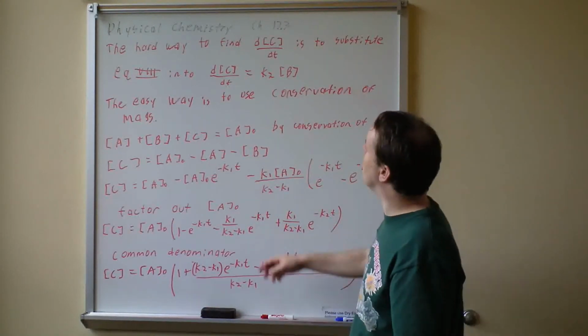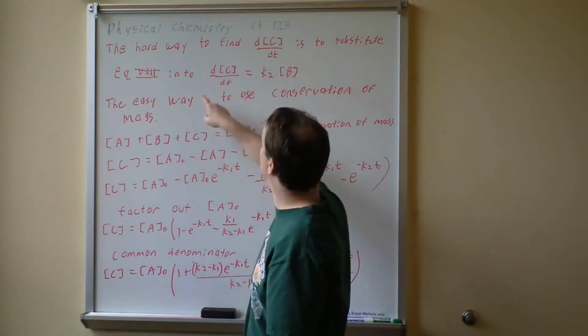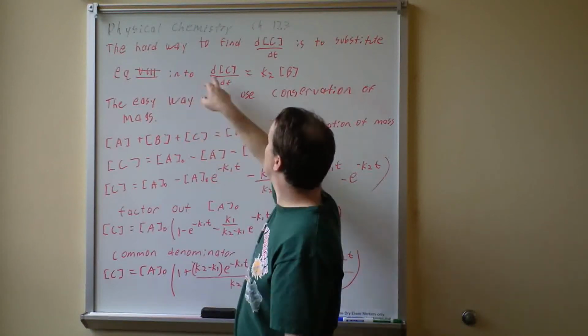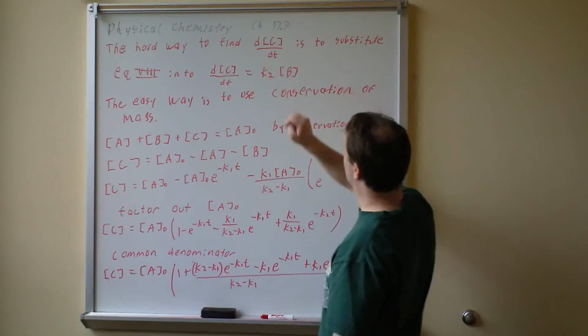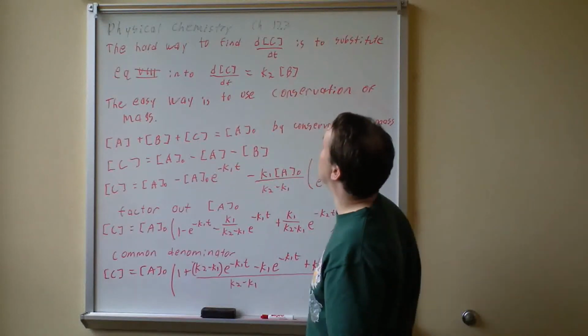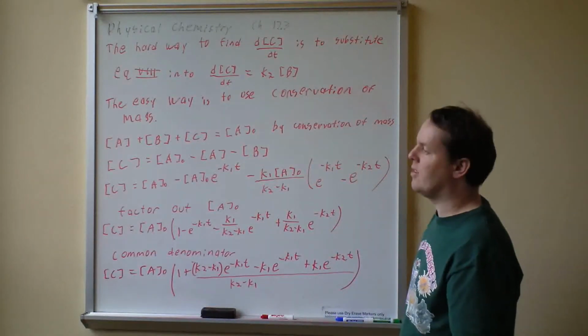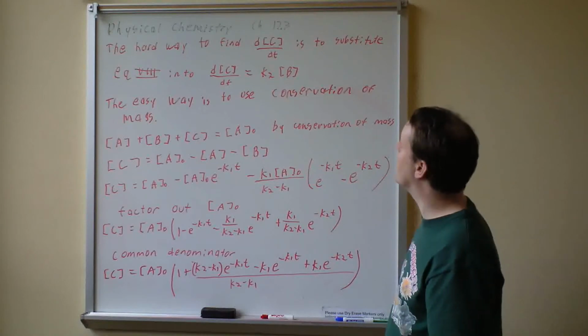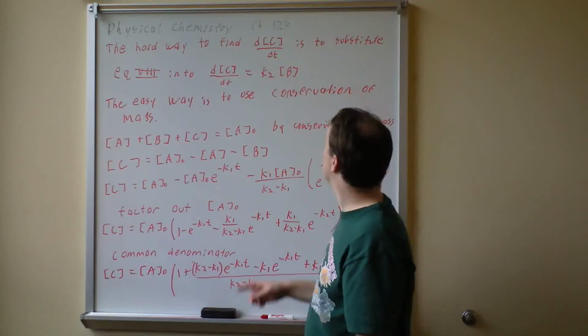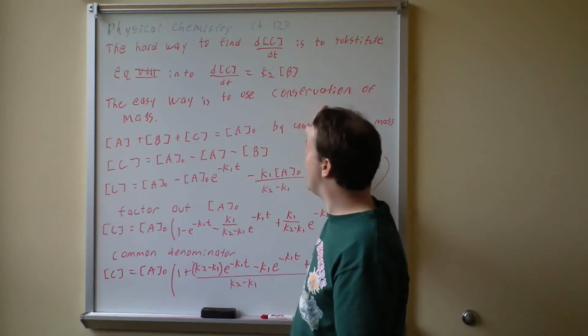Now the most obvious way to do it would be to take that equation we just found, equation 8, and substitute it in for the concentration of B. But that's actually the hard way, because then you'll have to integrate, do calculus. The easy way is just use conservation of mass.